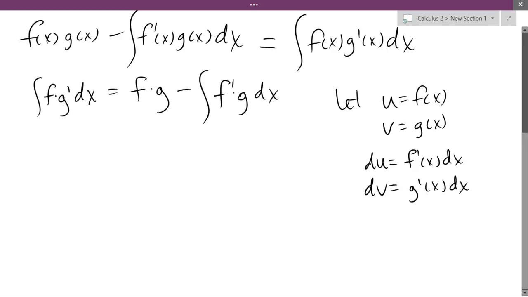So I'm going to very carefully look at what I'm subbing out. g prime x dx is dv. So what I underlined is dv. And then what is regular f? Regular f of x is just u.